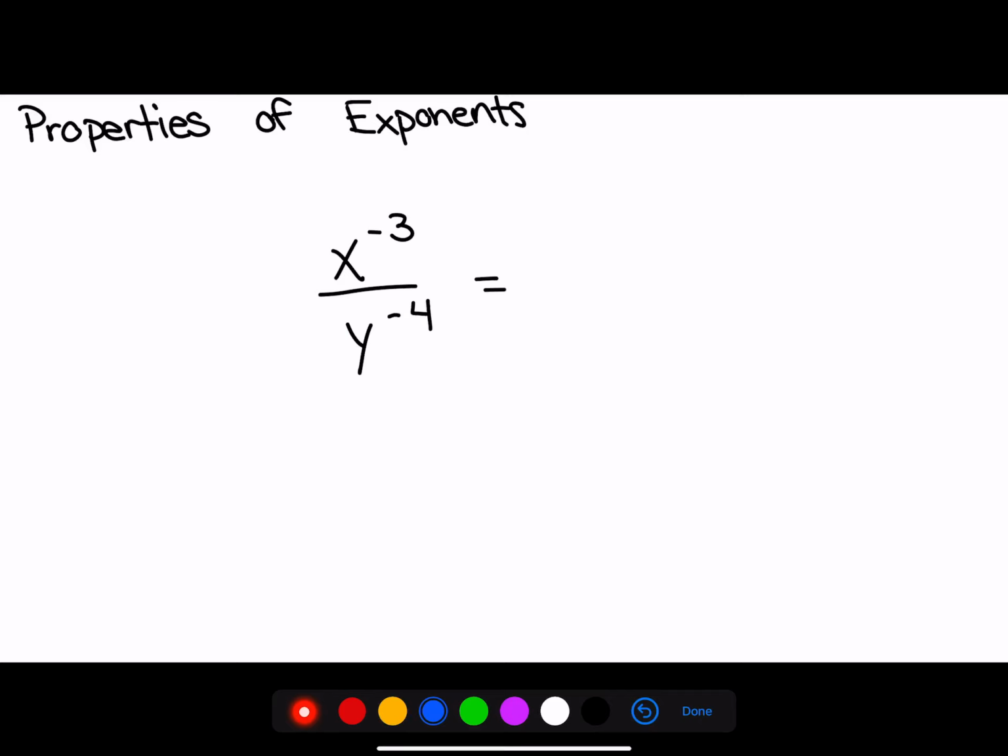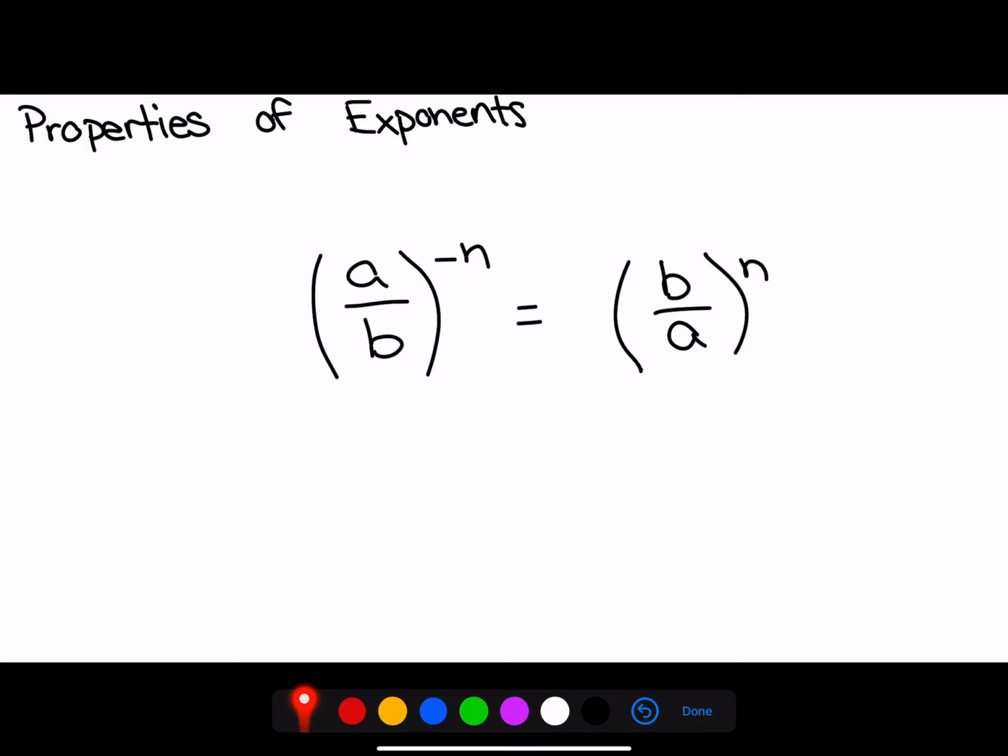All right. x to the negative third divided by y to the negative fourth. How can I get this into a simplified form? Well, if they're both negative, I want to turn them to positive, so I need to flip these around. So this would turn into y to the fourth over x to the third. Again, if it's negative, I want to turn it to positive, so it goes on the opposite side.